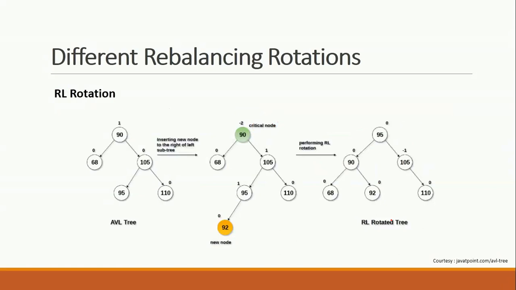I will take an example of how we can do the RL rotation. This is an AVL tree that is balanced. Suppose I inserted 92 here. After inserting 92, the problem would be here. I trace back the path, and I find the problem here. Which rotation is required? RL, in the path only you have to traverse. RL rotation is required.